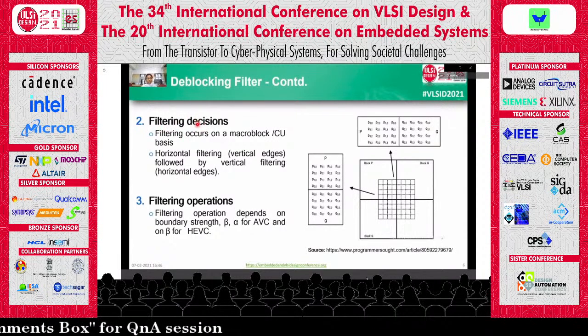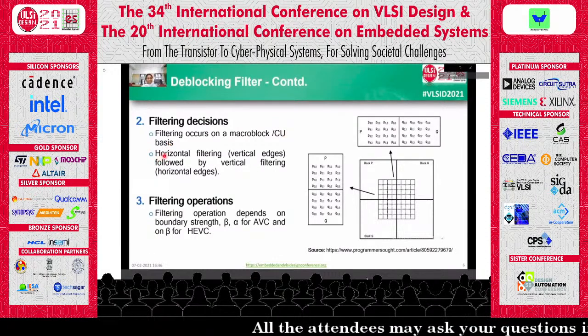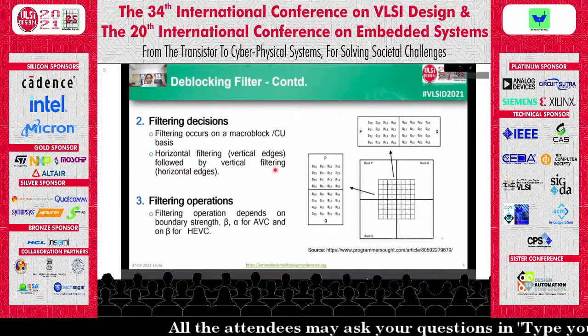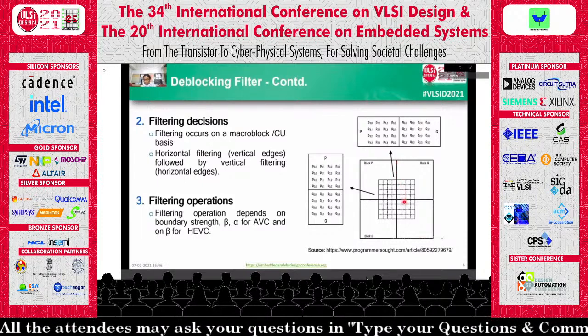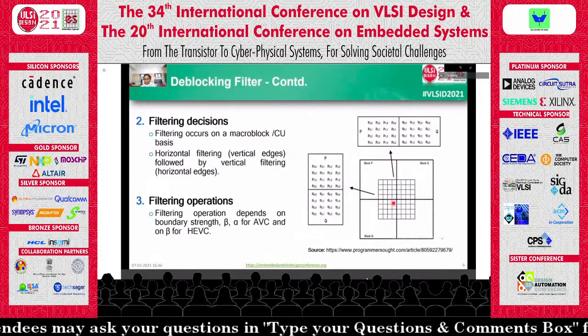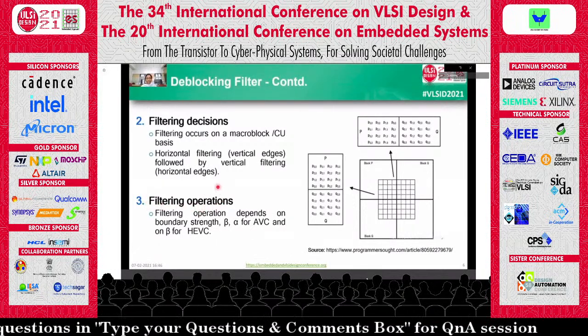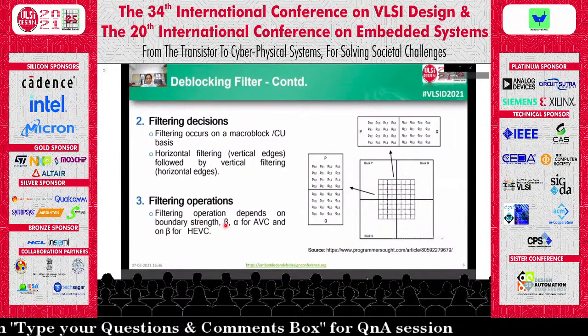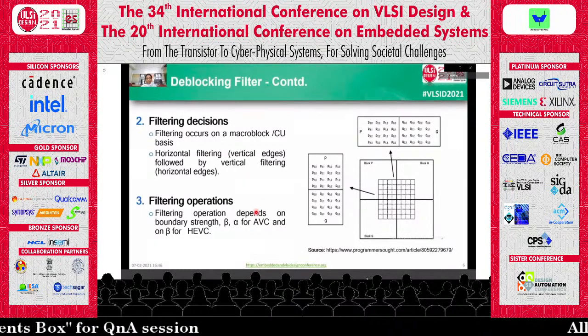Moving on to the next step, the filtering decisions. Once the boundary strength is calculated, filtering decisions need to be made. It is done on the basis of macroblock in AVC and coding units in terms of HEVC. Here a thumb rule is that horizontal filtering must be followed by vertical filtering. That is, if you see here, vertical edges are filtered first, followed by the horizontal edges. Next, the filtering operation is done on the basis of boundary strength, alpha as well as beta. It has 3 main modes: strong filtering, weak filtering, as well as no filtering.